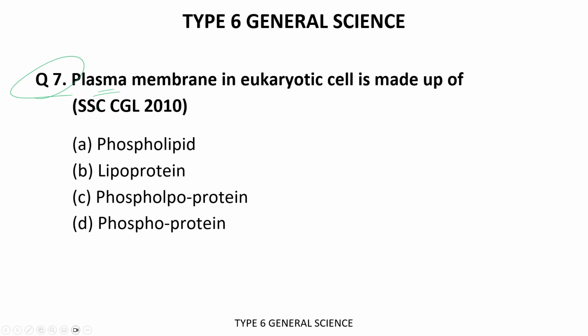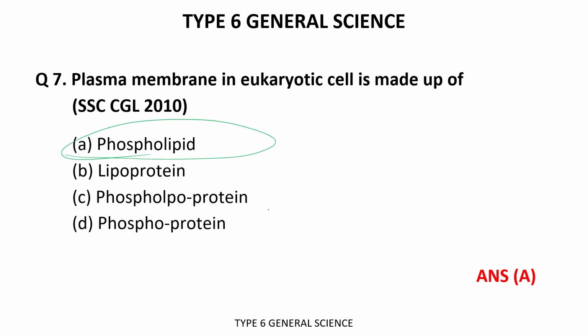Seventh question we have, plasma membrane in eukaryotic cell is made of. Now this question I had told you so many times when we were discussing cell biology. So I think that 15 seconds is more than enough time to answer this question. Okay. But I have provided 15 seconds. So you have 15 seconds to answer. Your time starts now. Time's up. The correct answer is, sorry, not this one, phospholipid.